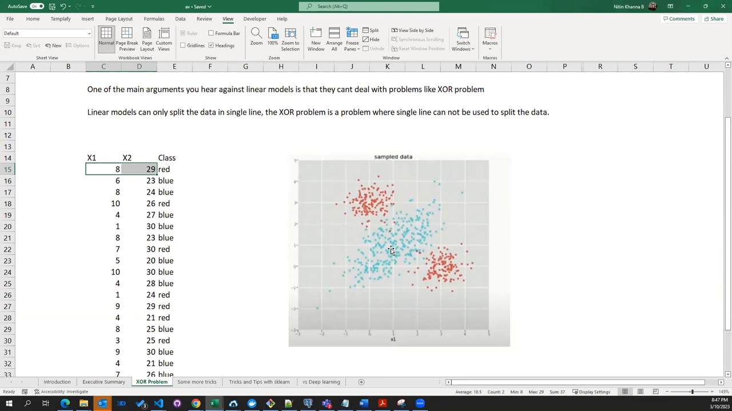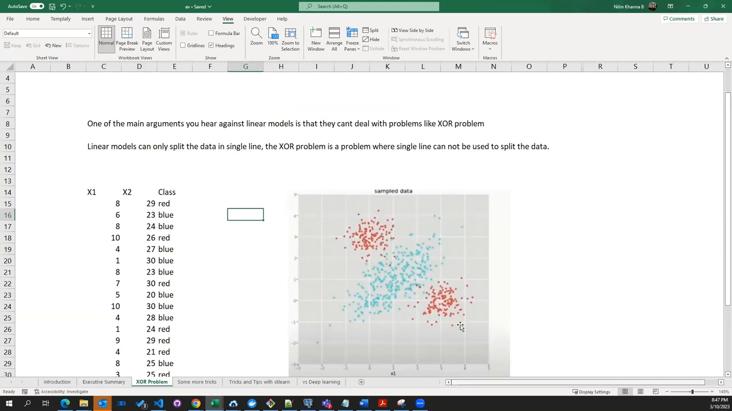So the go-to approach will be that, okay, this is not a linear thing. It cannot be separated by a single line, or any linear model can't separate this because it is not visually separable. So we go with a non-linear model, a tree-based model, or maybe a neural network.